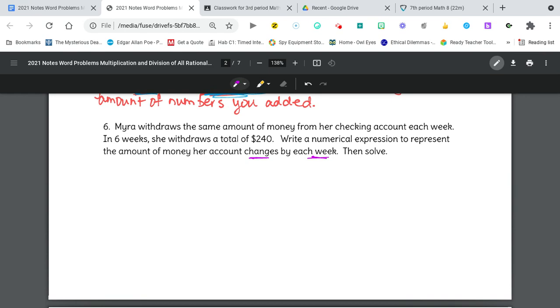Let's just take a look at what we have. Withdrawing money is not a good thing. And if you don't use the word withdraw, you got to use a negative, okay? So I know she withdraws a total of $240. So because I have the word withdraw there, 240 can remain 240. But if I take the word withdraw off, I substitute the word withdraw with a negative sign.